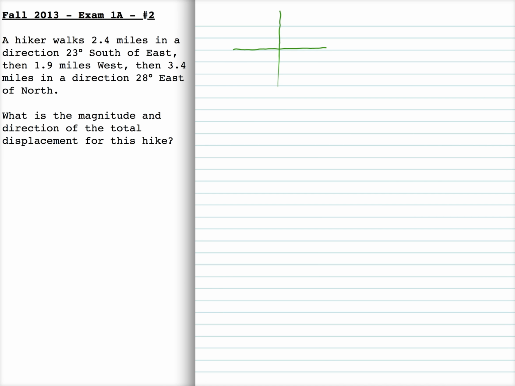And so our first vector is going to be 2.4 miles in a direction 23 degrees south of west. Okay, so I will call that vector A. That makes an angle of 23 degrees south of west. Vector B is due west 1.9 miles, like this.